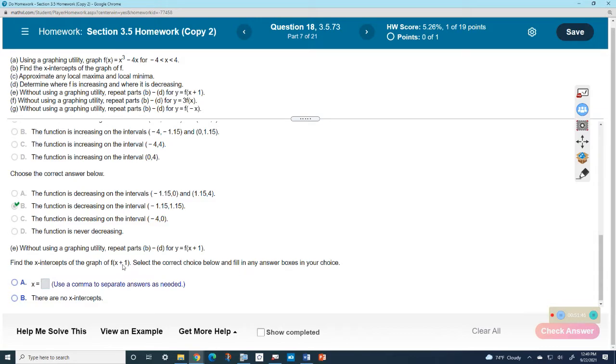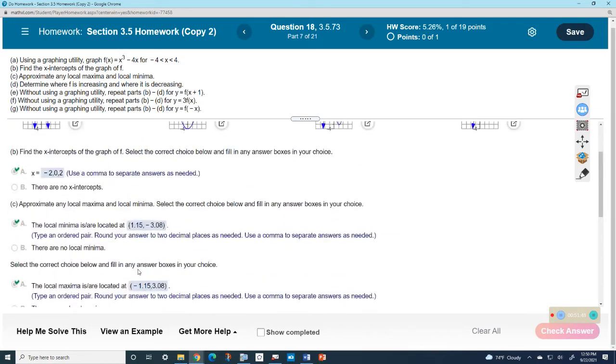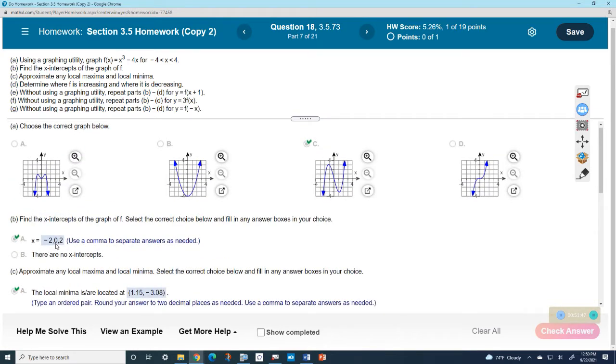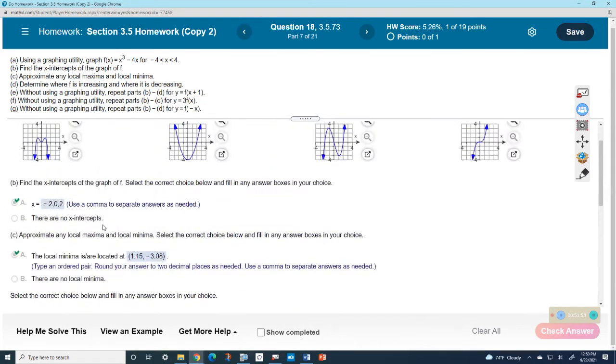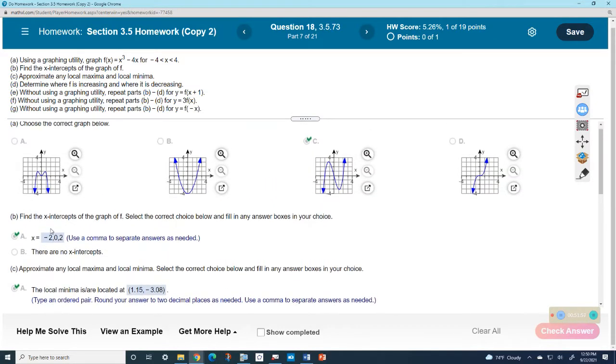So all the x-intercepts that I had before are all going to shift to the left by 1. So instead of negative 2, 0, and 2, now it's going to be negative 4, negative 2, and 0. Actually, sorry, I'm shifting to the left by 1, so everything's going to shift to the left by 1. So it's going to be negative 3, negative 1, and 1.